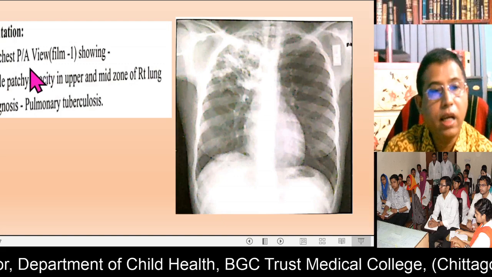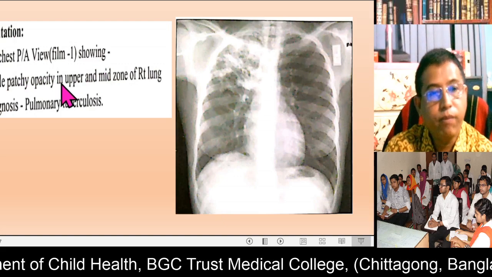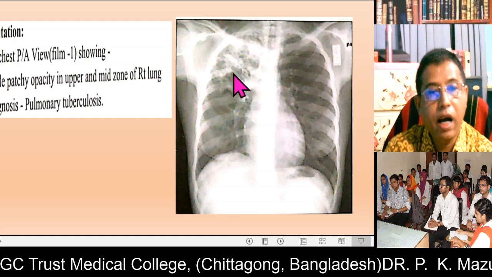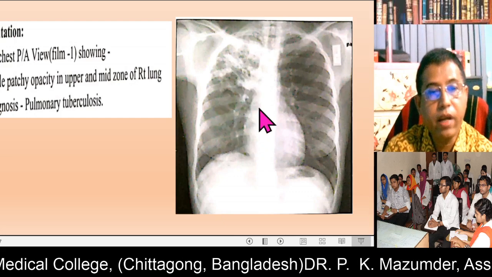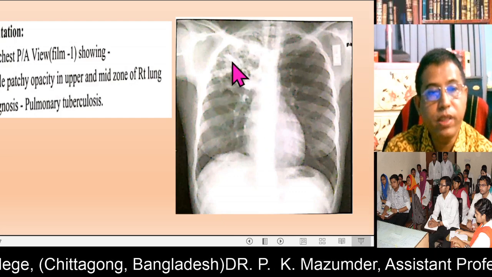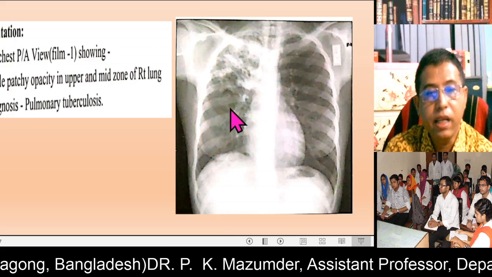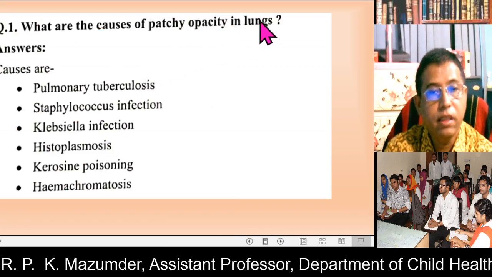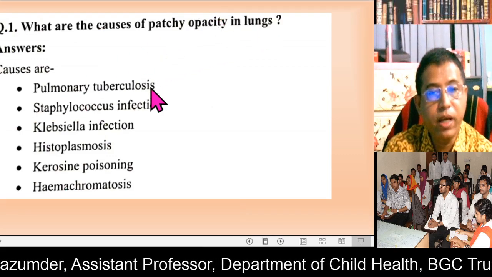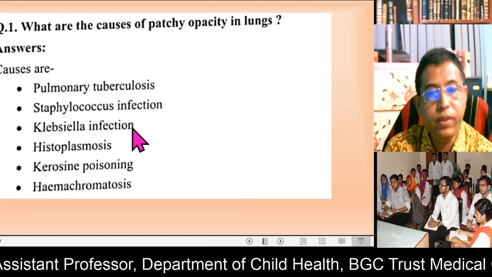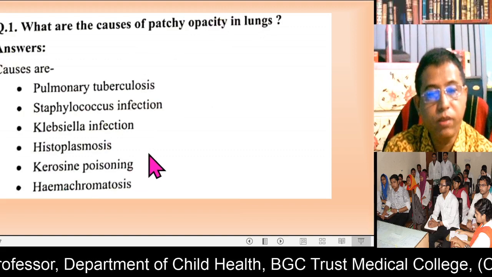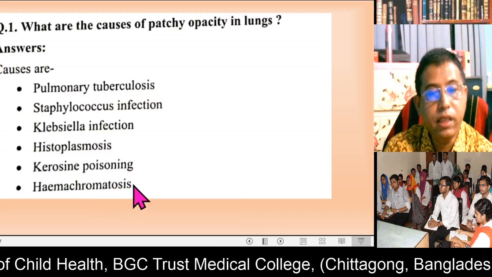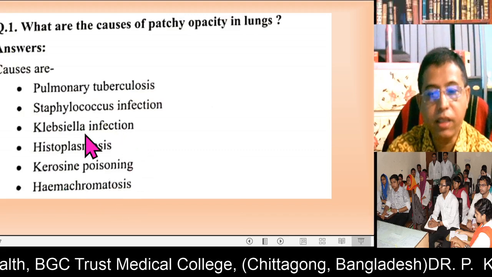Now, this is the chest X-ray PA view showing multiple patchy opacities in the upper and mid zone of the right lung. So your diagnosis is pulmonary tuberculosis. What are the causes of patchy opacity in the lungs? This is asked in the viva board. Your answer is pulmonary tuberculosis, Staphylococcus infection, Klebsiella infection, histoplasmosis, kerosene poisoning, hemochromatosis, and also hemosiderosis in mitral stenosis.